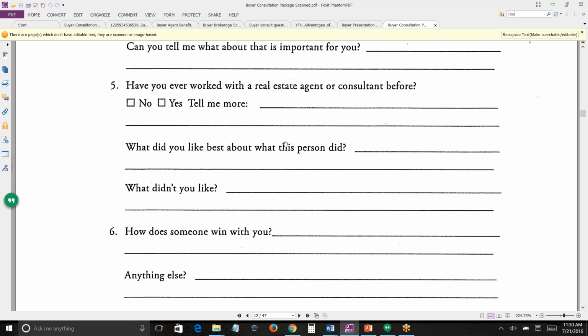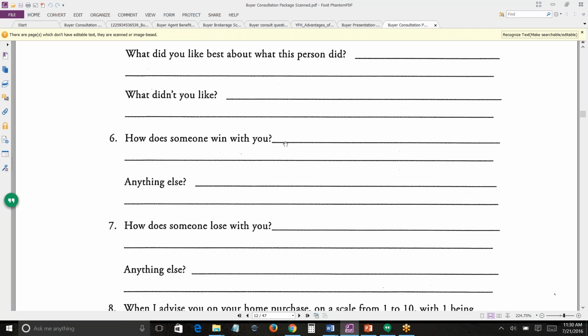How does somebody win with you? How does somebody lose with you? Now, you're going to see variations of this. I'm going to go through the fancy looking Keller Williams material and show you how to get it. But what I mean by win or lose, can you remember the last time you had a really great customer experience? Where you thought, wow, that was really great, that person did a wonderful job.